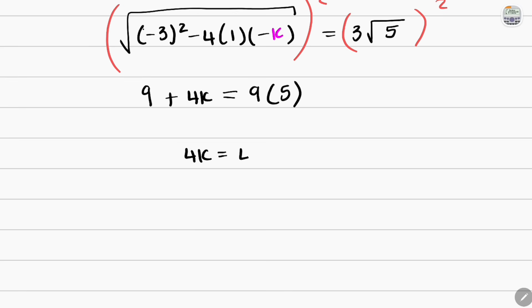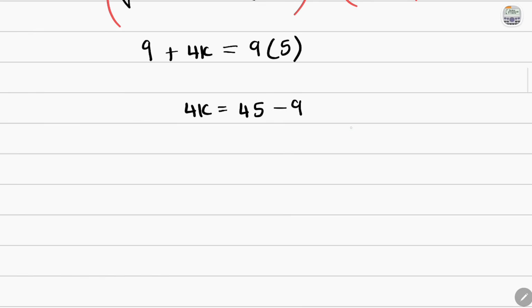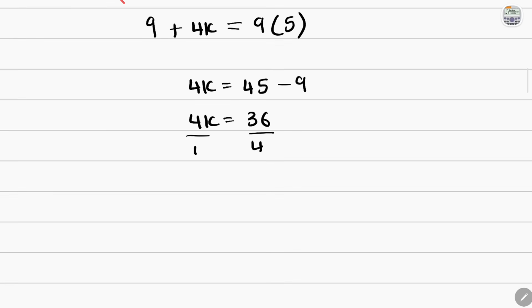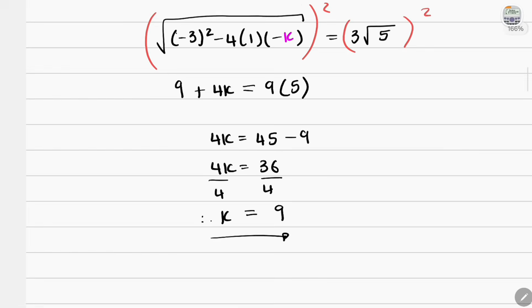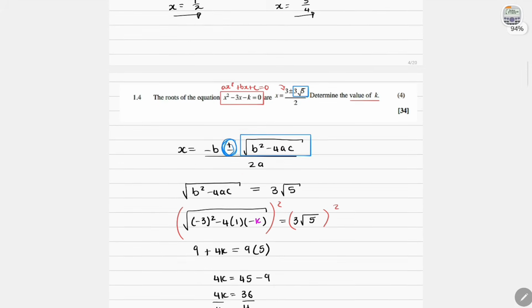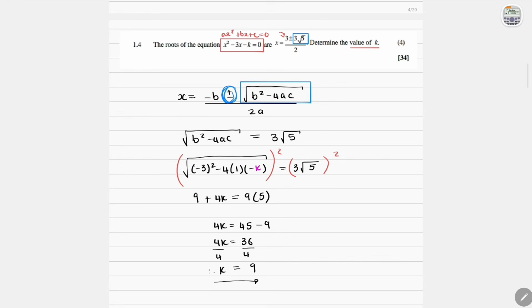I might as well just take that over. So this is 45 minus 9. 45 minus 5 is already 40, and then 40 minus 4 is 36. So this is 4k equals 36. Divide both sides by 4, and finally, k is equal to 9. 36 divided by 4 is 9. So there we go. That is the solution. k is equal to 9. And that is it for question 1.4, and that is it for question 1.